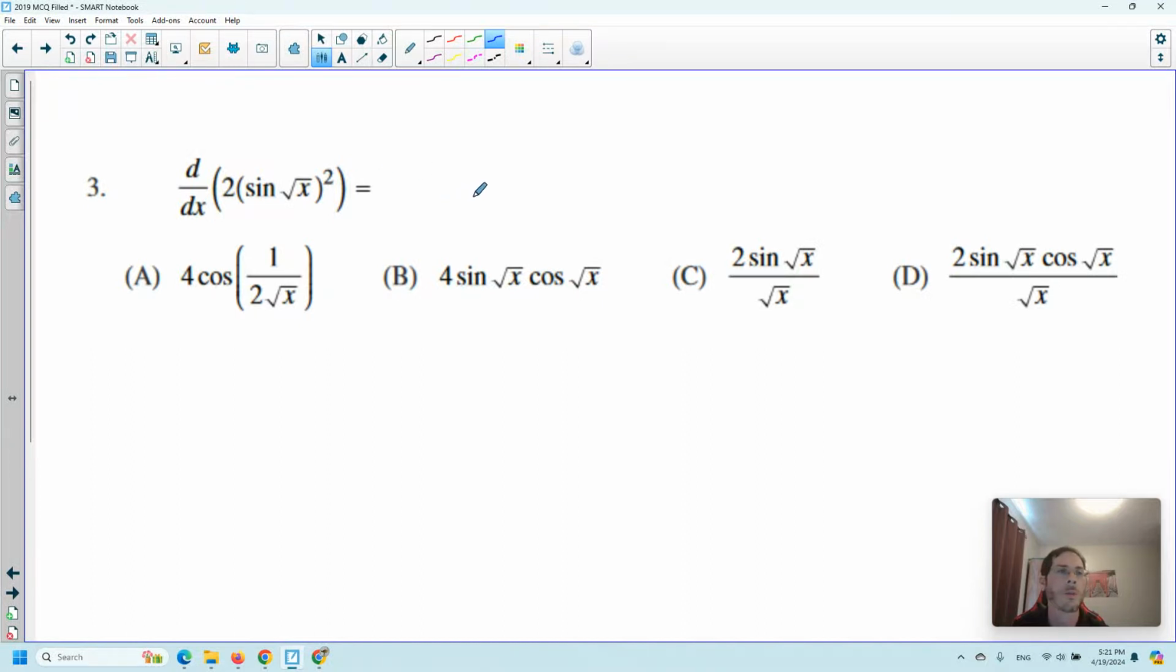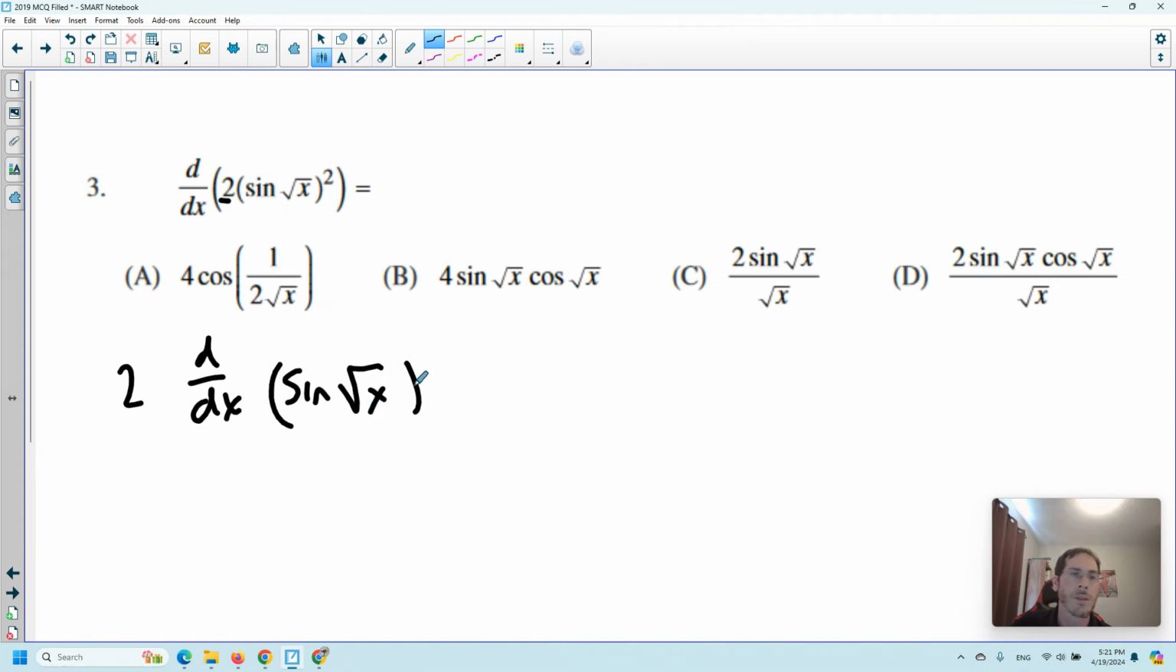All right, for number 3, we want to take the derivative of this function here, 2 times sine squared of radical x. So this one looks like a mess. So first thing we're going to do is just move the 2 outside. So we're going to have 2 times the derivative of sine of radical x squared. So it looks like this one's going to be a big chain rule. It looks like we got a few different parts to it. So we're going to do it slow and steady with the chain rule, I think.